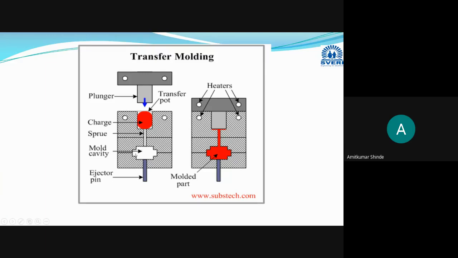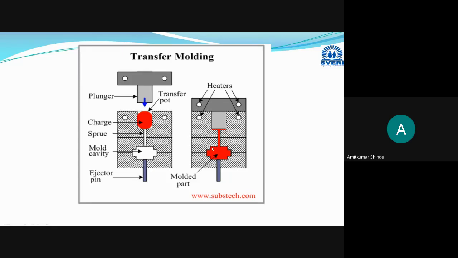Whichever shape and size you want for your desired product, depending on that shape, the mold cavity is used. Through the sprue, the material will enter the mold cavity. It will be allowed to cool for some time, and after cooling, with the help of the ejector pin at the bottom, this part of the cavity can be removed, and the final product is obtained.